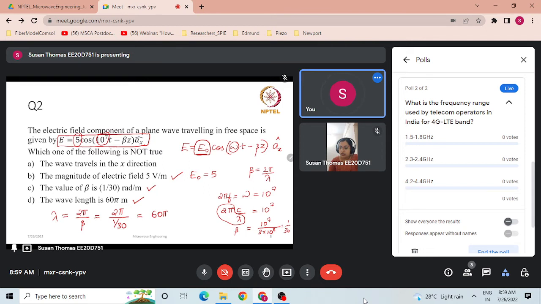So let's go to the option A. Wave travels in the x direction. As you can see here, this represents an equation of a plane wave traveling in the positive z direction. So the wave travels in positive z direction. So this is not a true statement. So the answer is option A.